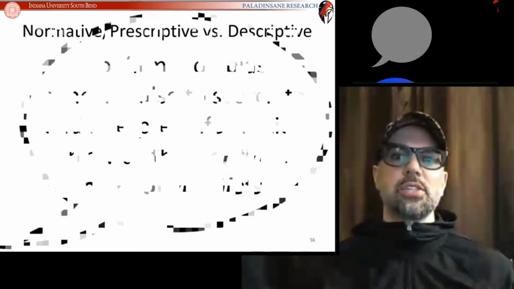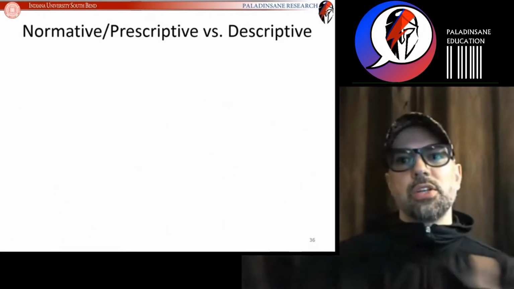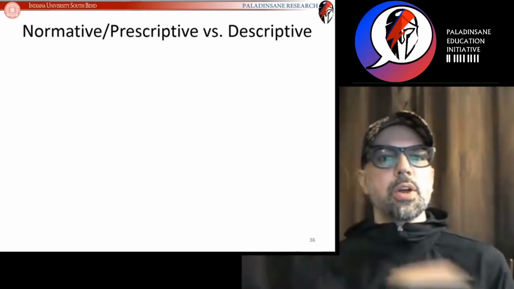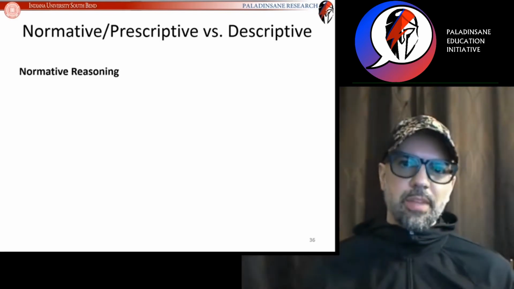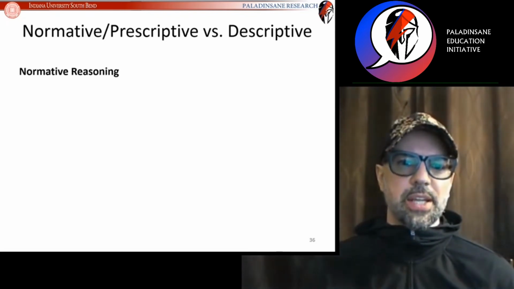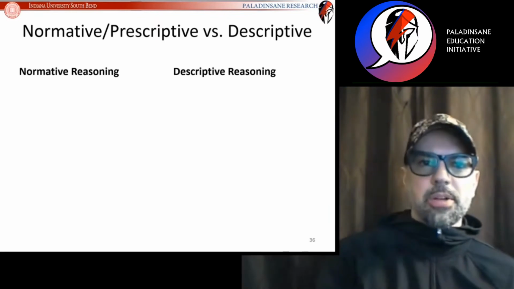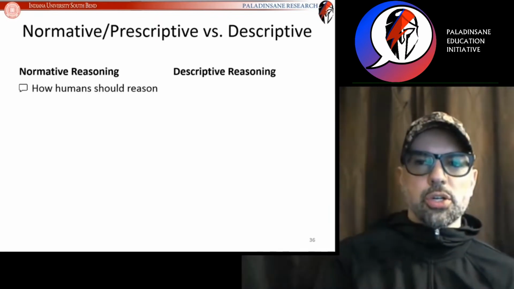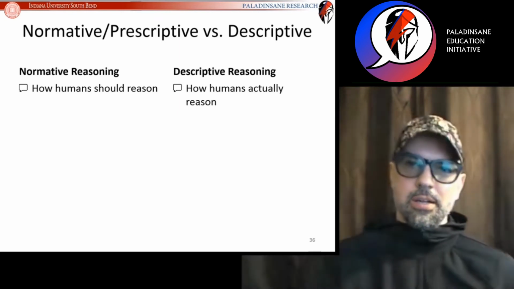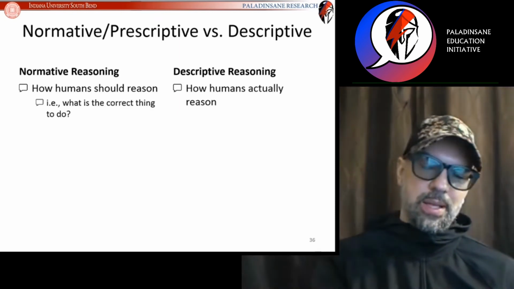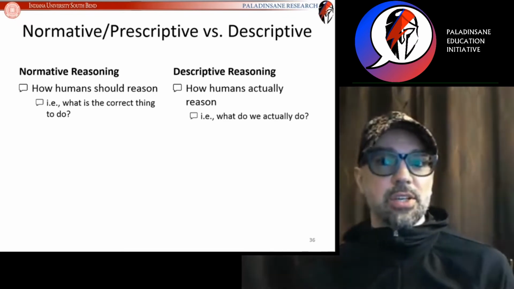Now we're going to go on to judgments, and we're going to go on to decisions. So we're going to revisit the idea of normative versus descriptive. We saw this when we were taking a look at reasoning. So we have normative reasoning versus descriptive reasoning. Normative reasoning was how humans should reason. Descriptive reasoning was how humans actually reason. Normative reasoning was what is the correct thing that we should do. Descriptive reasoning is what are the things that we actually do.